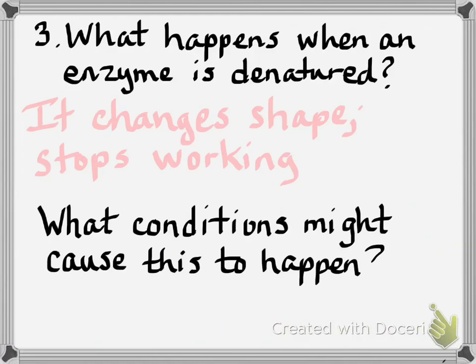Second part. What conditions might cause an enzyme to denature? Okay, high temperature. I'm going to write down high temperature. And then pH. And I'm going to write extreme pH. Really high pHs or really low pHs. But okay, on question 3.